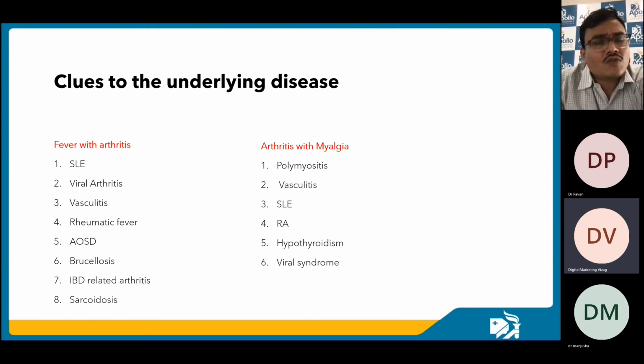So for example, if a patient has a fever with arthritis, the most common differential we consider is SLE, others are post-viral arthritis, vasculitis, rheumatic fever, adult onset Still's disease, and brucellosis. And other is IBD related arthritis and sarcoidosis. So if the patient has an arthritis with significant muscle weakness or myalgia, we will consider polymyositis, vasculitis, SLE, rheumatoid arthritis, hypothyroidism, and viral syndrome as our differential diagnosis.